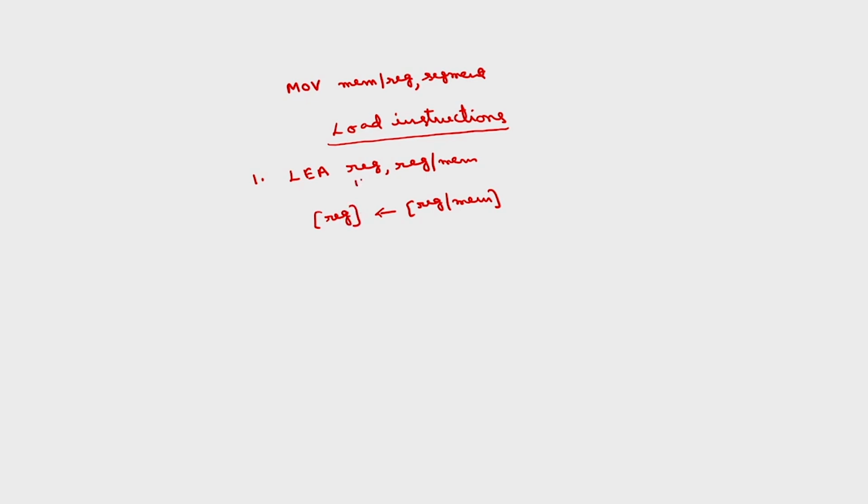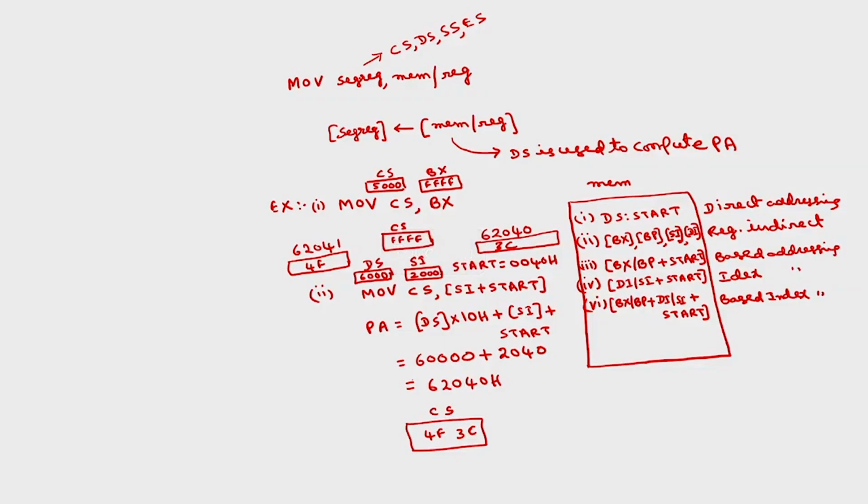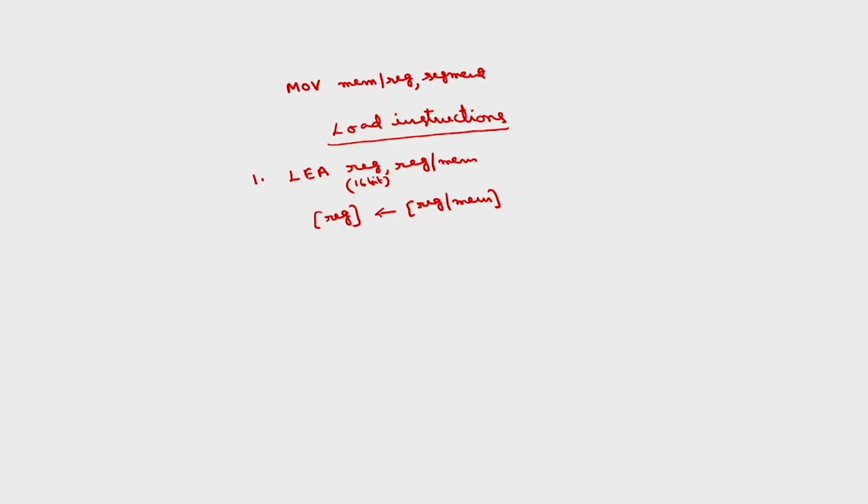So, this is a 16 bit register because the effective address is 16 bit. The destination register should be 16 bit. Again, here this memory means, as I have discussed in the previous instruction, one of these 5 or 6 combinations. Register can be any register.